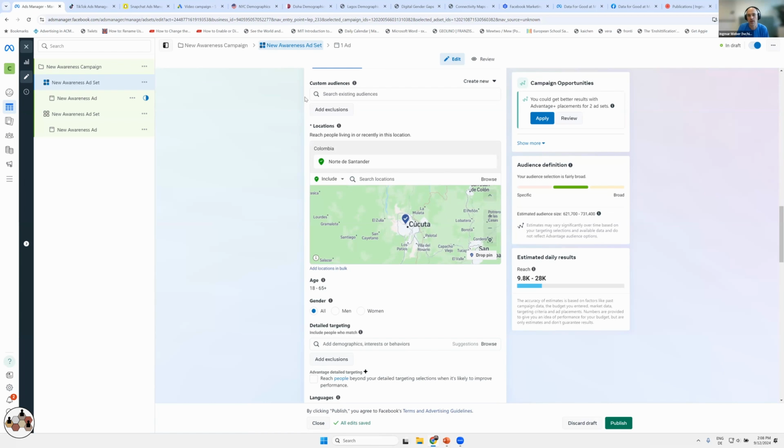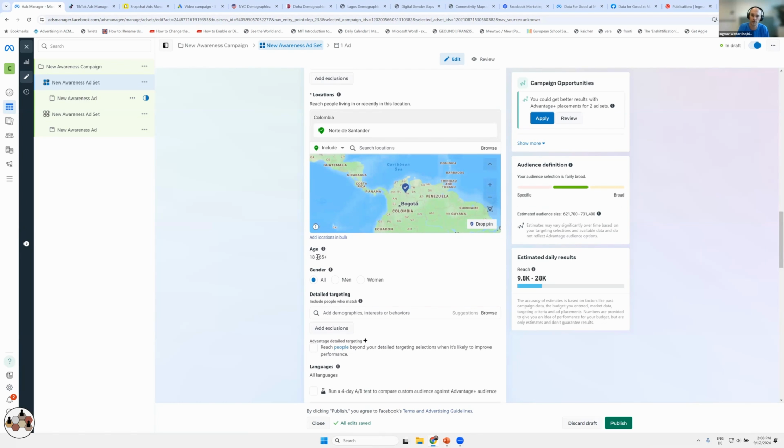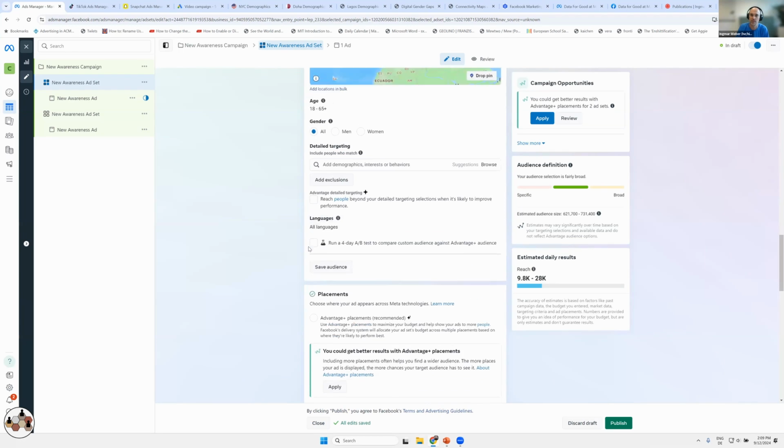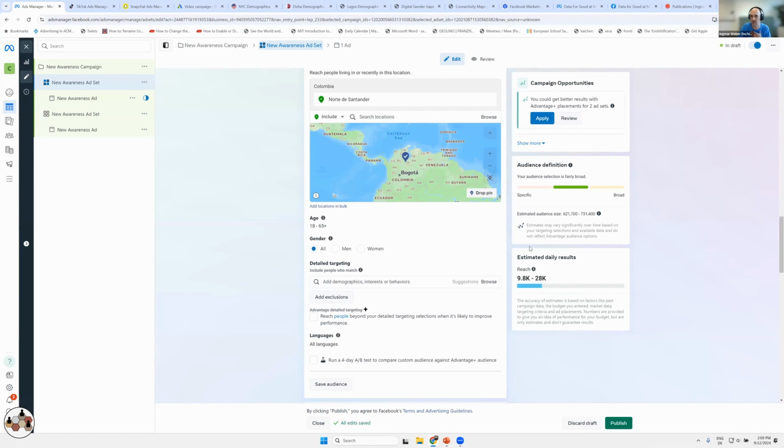So here I'm in the step of planning an advertising campaign. If I was to launch an advertising campaign targeting Facebook users in Norte de Santander, which is part of Colombia, on the border with Venezuela, so we have Venezuela in the east, Colombia in the west. And if I was to target all Facebook users 18 and above, and it's only Facebook, not Instagram and others, then Facebook tells me before I launch my campaign that there are between 600,000 and 700,000, or 620 and 730,000 Facebook users that match my targeting criteria.